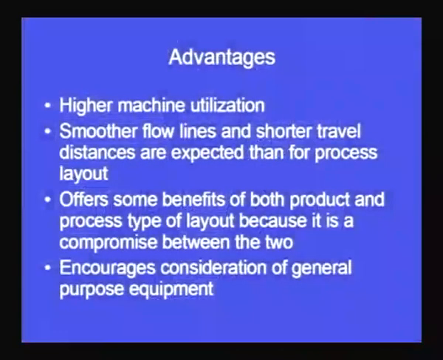Similarly, it offers some benefits of both product and process type of layout, because it is a compromise between the two. Now, we can see that this is a compromise between the two types of layouts that we have already studied in the previous class. That was the product type of layout and process type of layout. Both were having their own advantages as well as their limitations. So now cellular type of layouts offers the advantages as well as reduces some of the limitations of these two types of layout.